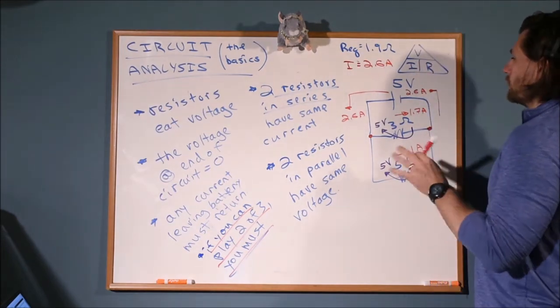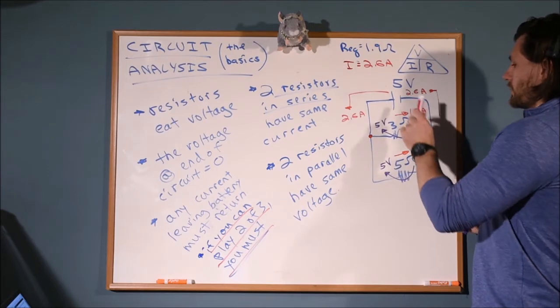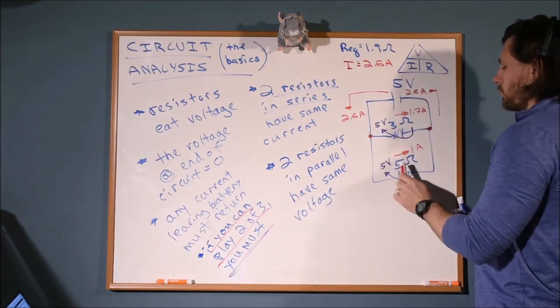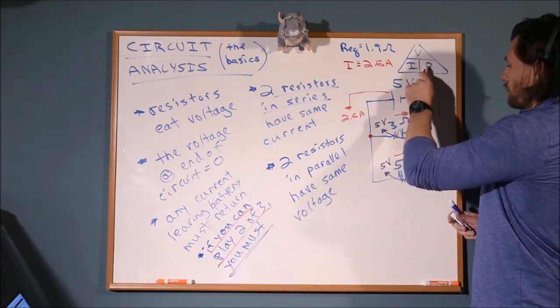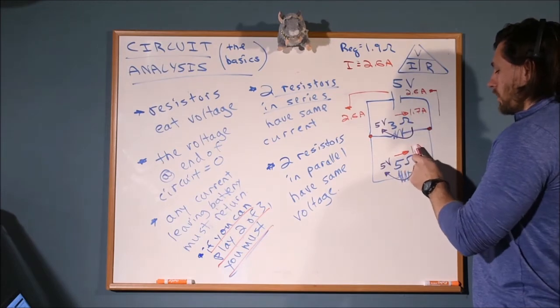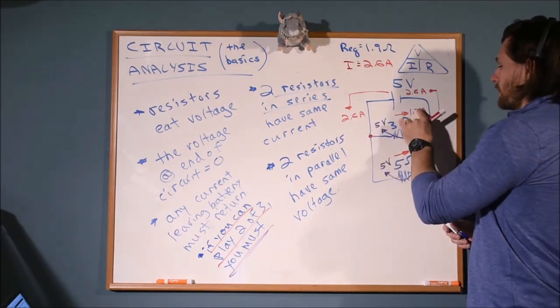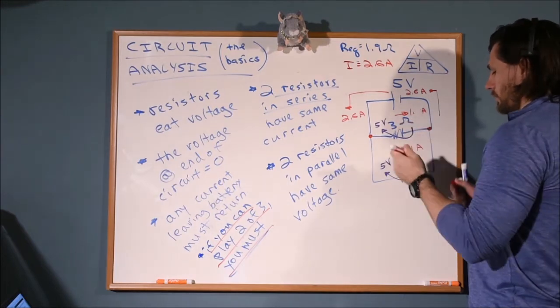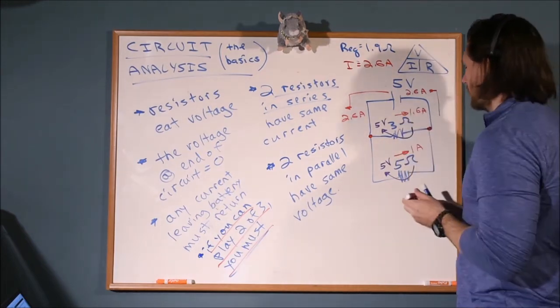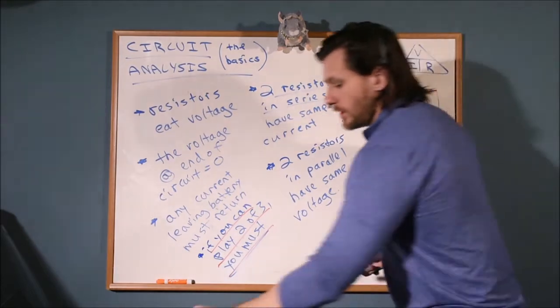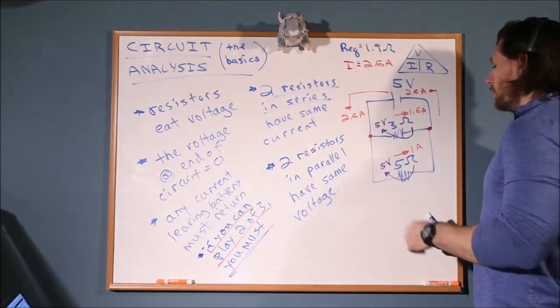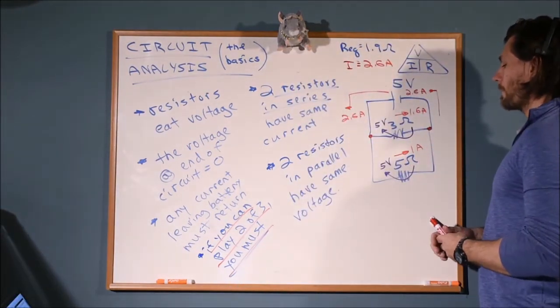Okay, good. Mental math here. Easier thing I could have done is to say I for the bottom one is V over R. 5 over 5 is 1. And then I can just do 2.6 minus 1 to get this. Actually, if we're going to round here or save us from being critiqued from the pedantic people, we're going to say that that's 1.6.